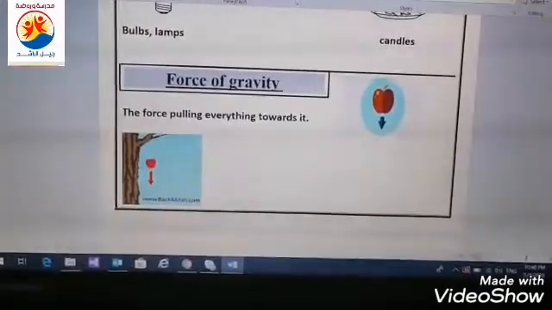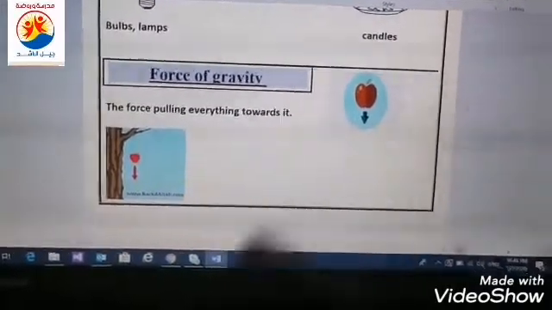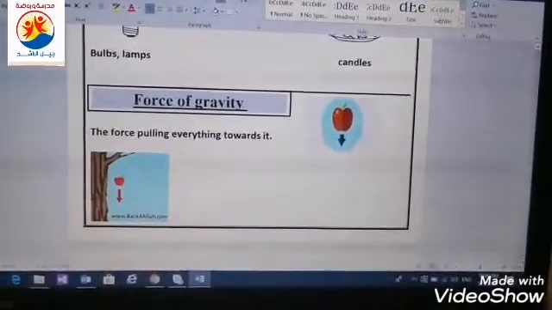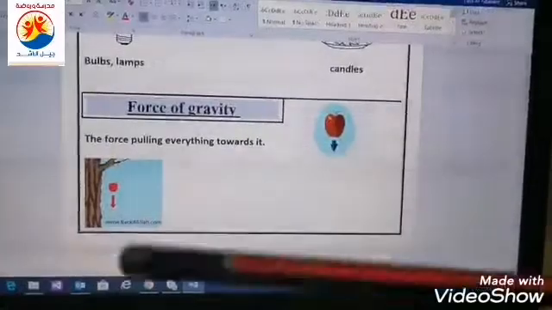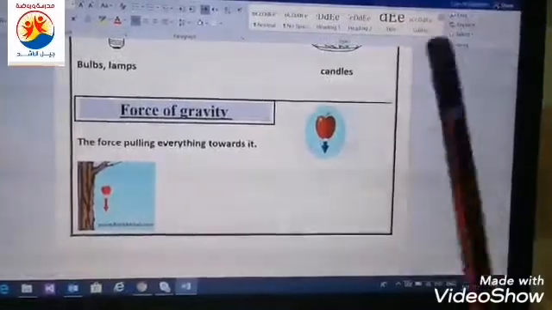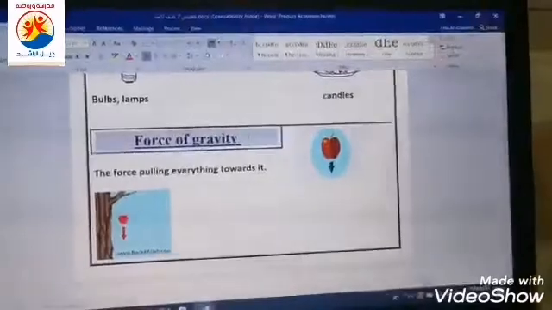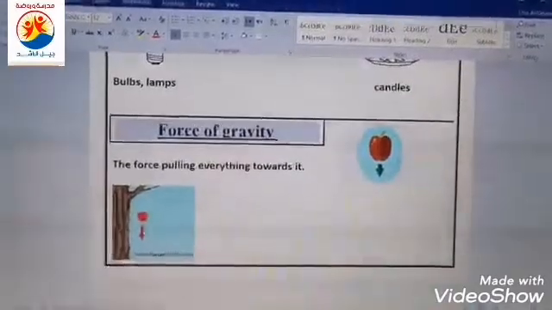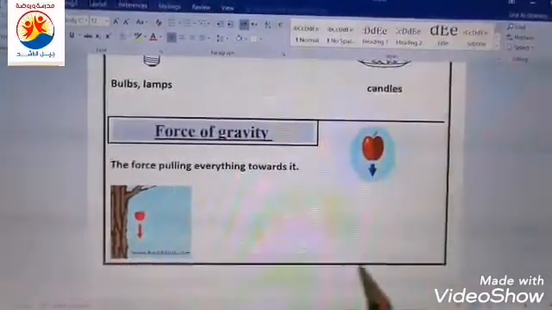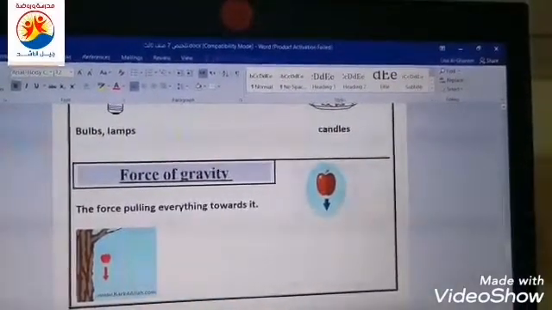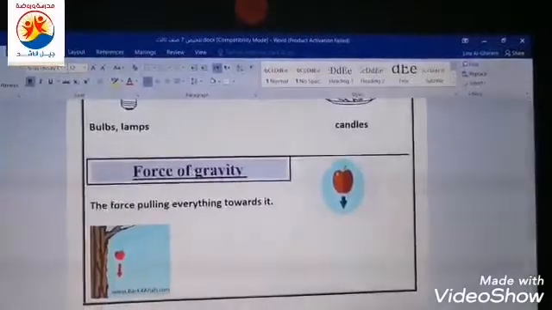So, it falls down with the same force on the ground. All objects fall to the ground. When you are on a swing, imagine yourself on a swing. Do you know what a swing is? When you are on a swing, what do you feel? It feels as if somebody is pulling you towards the ground. This pull force is called the force of gravity.